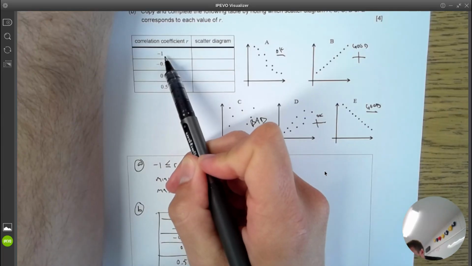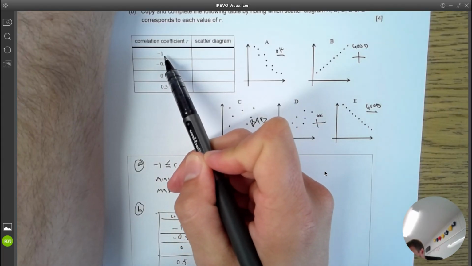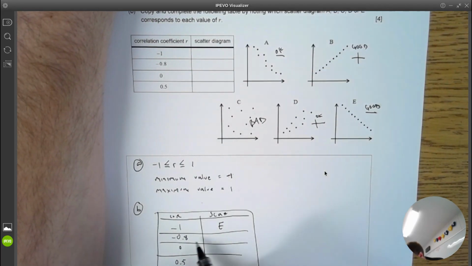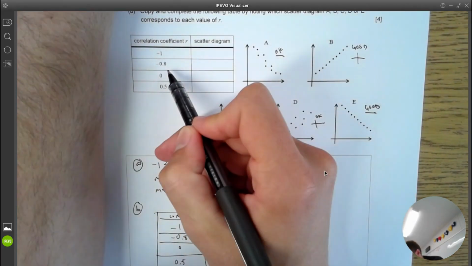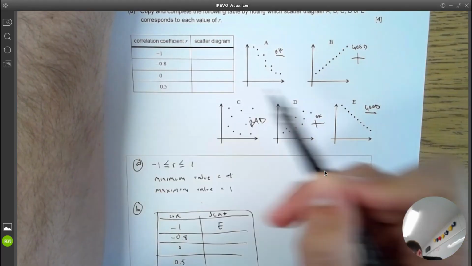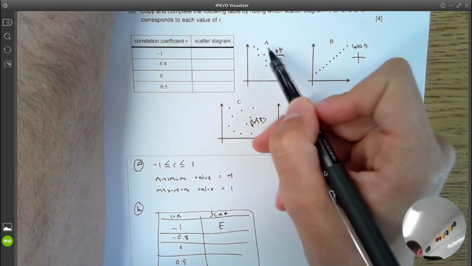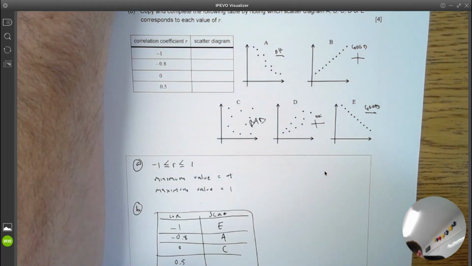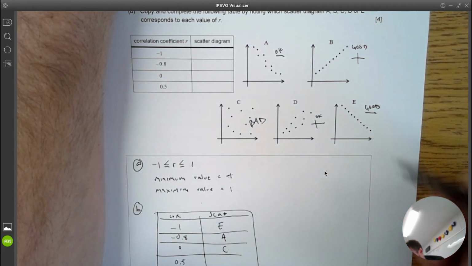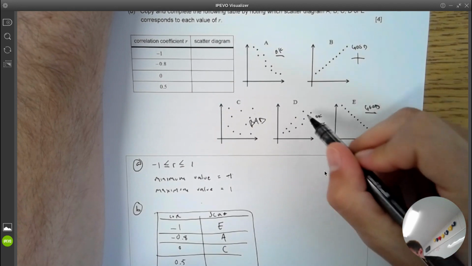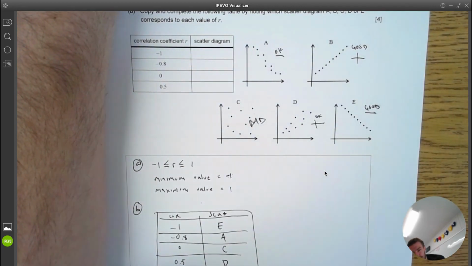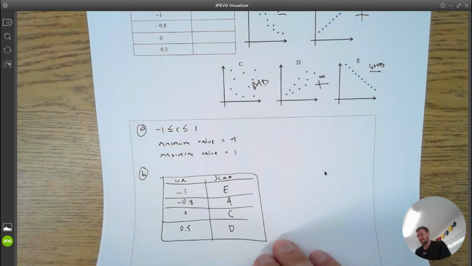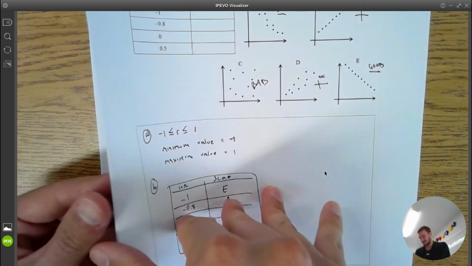-1 is a perfect negative. That's got to be E. We even mentioned that earlier. -0.8 is still negative and quite good. So I think that's quite okay, I guess. That's going to be A. 0 is going to be our bad version, which is C. And 0.5 is not going to be our perfect. It's going to be D here. So I got EACD. Again, 6 marks. We're out of here. That's an easy one.